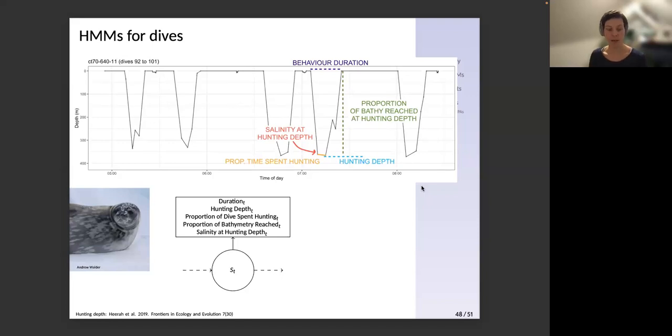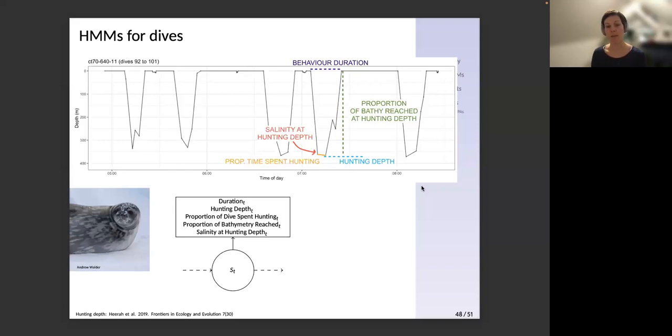In a normal vanilla flavored movement model, you tend to have step length and turning angle as your state dependent variables. Here, I wasn't interested in modeling the horizontal behavior, but rather the vertical behavior. So I picked aspects of dives and used those as the state dependent variables. Here we had the duration of the dive, and the hunting depth, which we defined according to some dive parameters.